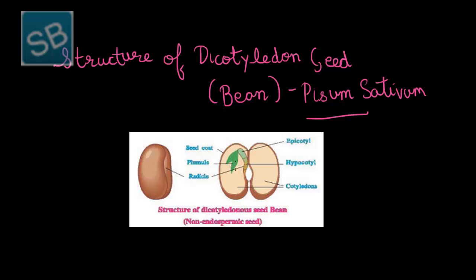Plumule is present as a leaf-like structure at the end of which radicle occurs. Now, the region between plumule and cotyledon is known as epicotyl, and that between radicle and cotyledon is known as hypocotyl. Seed coat is present as the outer tough structure.